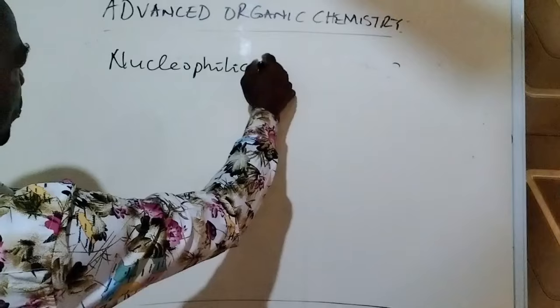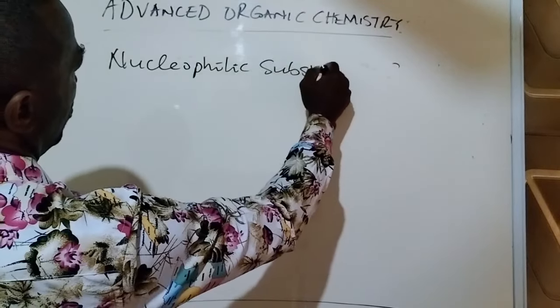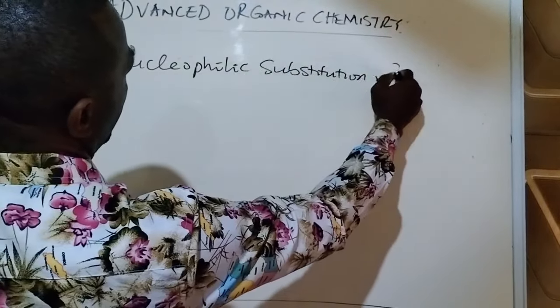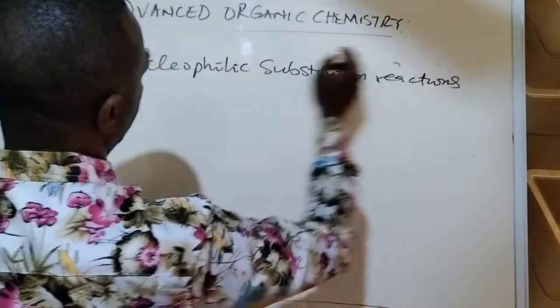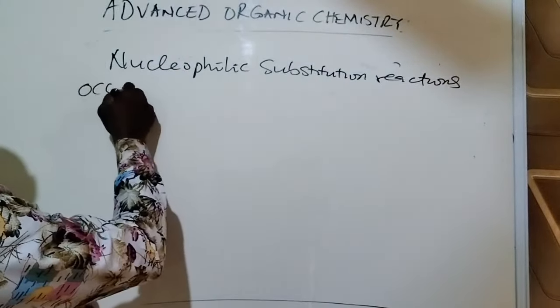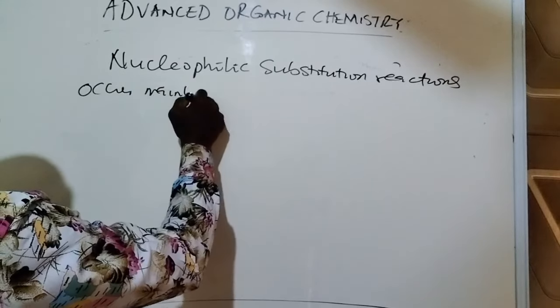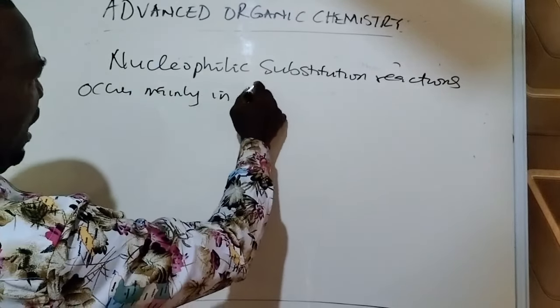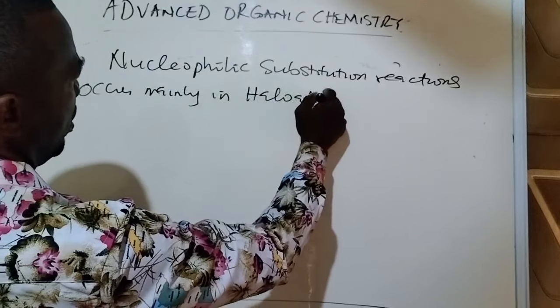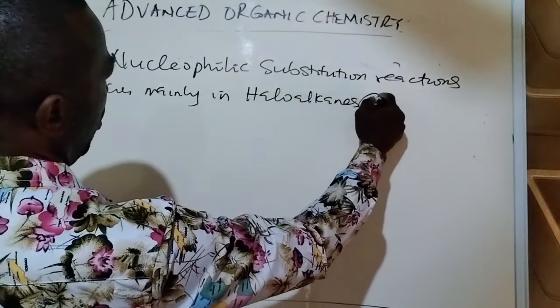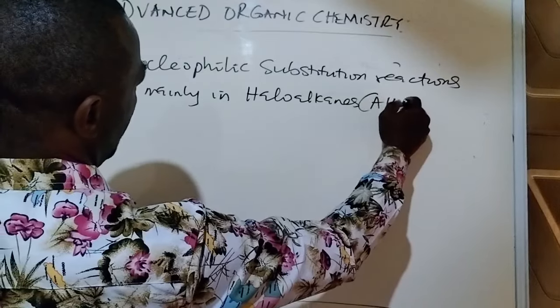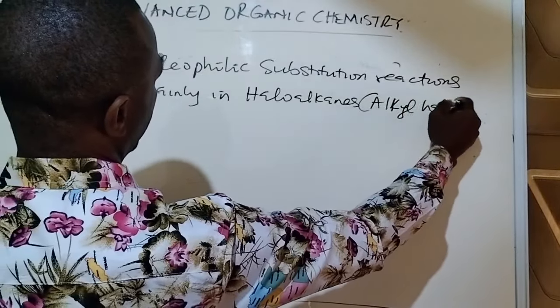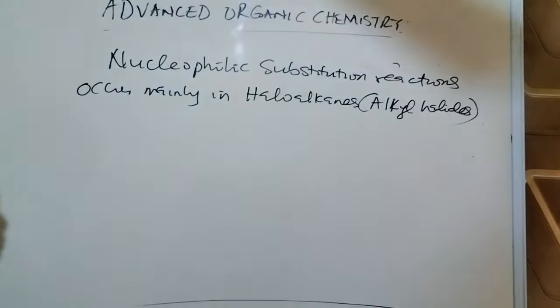So now we are going to look at where nucleophilic substitution reactions occur. They occur mainly in compounds called haloalkanes, or alkyl halides, the old name. So we have this reaction occurring in such compounds, haloalkanes or alkyl halides.